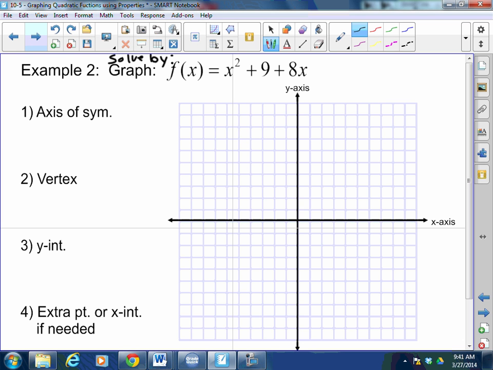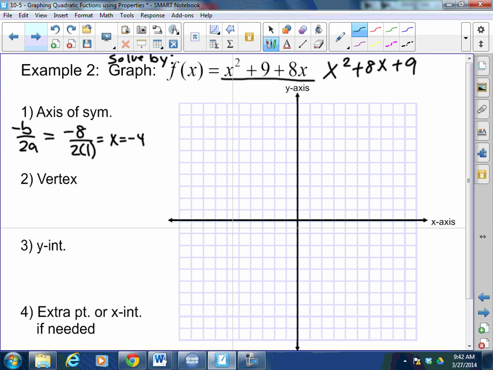First of all, what do you think I have to do with this one? Standard form, thank you. So x squared plus 8x plus 9. Step 1, axis of symmetry. It's negative b over 2a. So what would it be? Negative 8 over 2 times 1. So x equals negative 4. 1, 2, 3, negative 4. Put my axis of symmetry. Done.